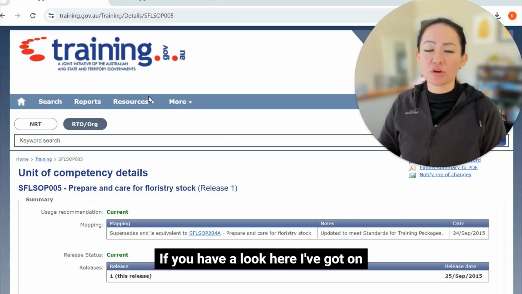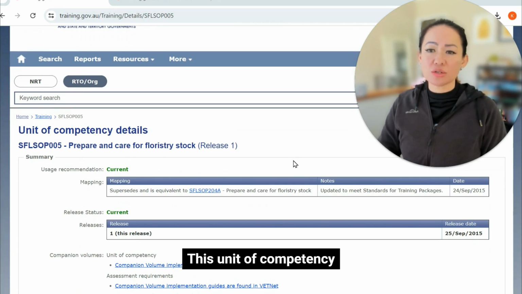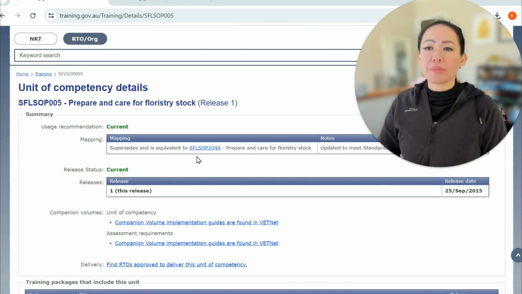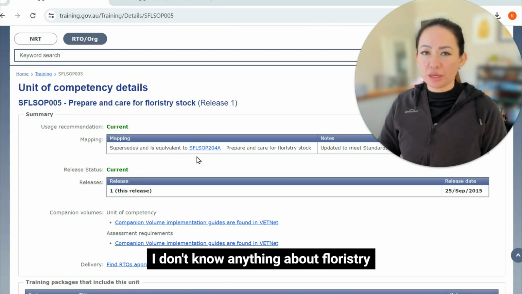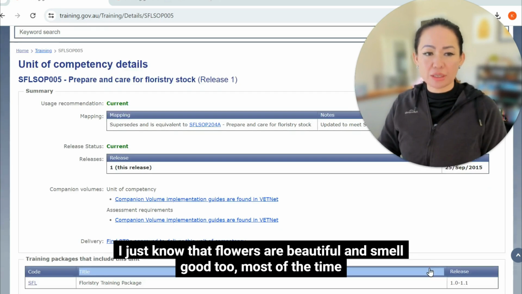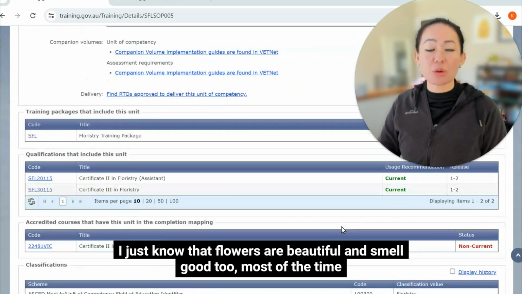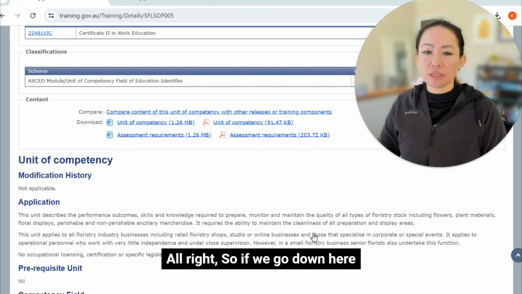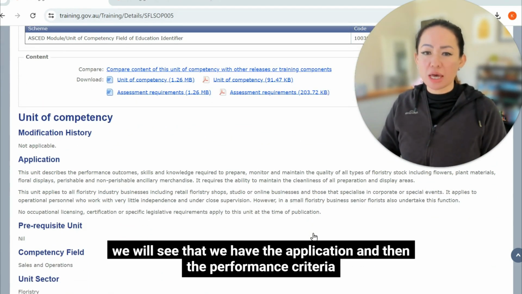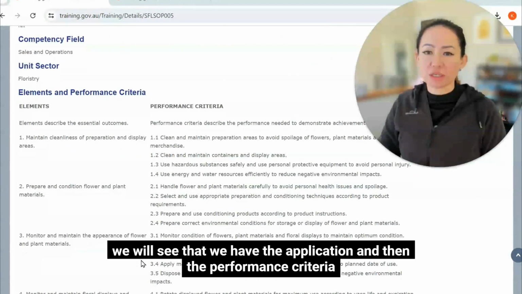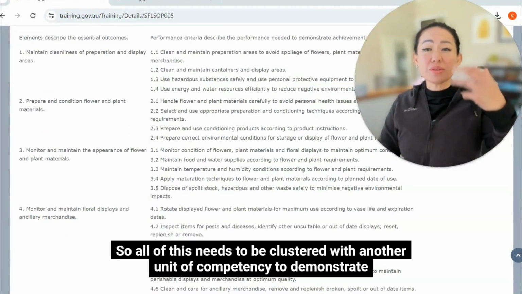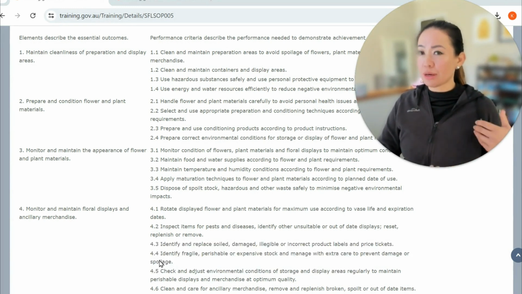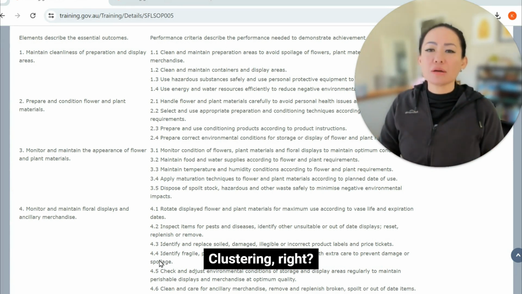If you have a look here, I've got on training.gov.au this unit of competency. It's called Prepare and Care for Floristry Stock. I'm going to be real with you. I don't know anything about floristry. I just know that flowers are beautiful and smell good too, most of the time. All right, so if we go down here, we will see that we have the application and then the performance criteria. So all of this needs to be clustered with another unit of competency to demonstrate you understand clustering, right?